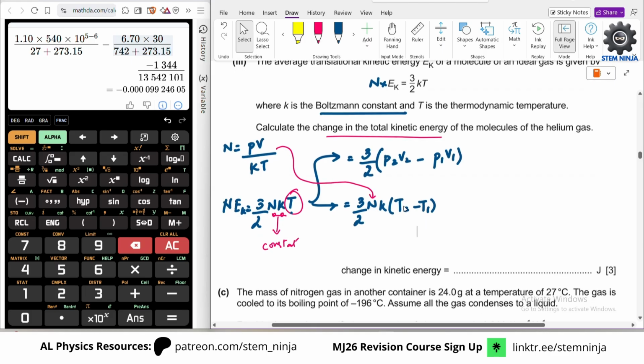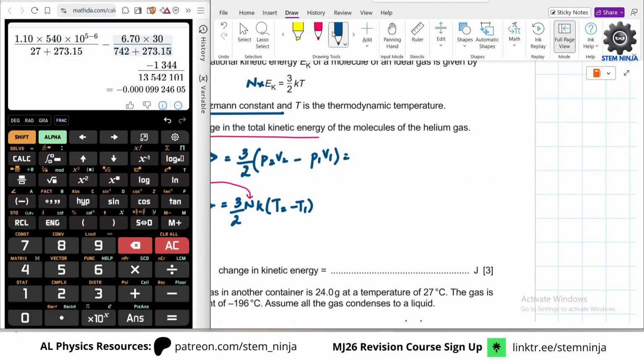Okay, so let's try the first one. So 3/2, P2 was 6.7 times 30, so 10 to the power 6 minus 6, minus this P1, which we have on the left side, so I don't need to rewrite it, 1.1 times 540, 10 to the power 5 minus 6.